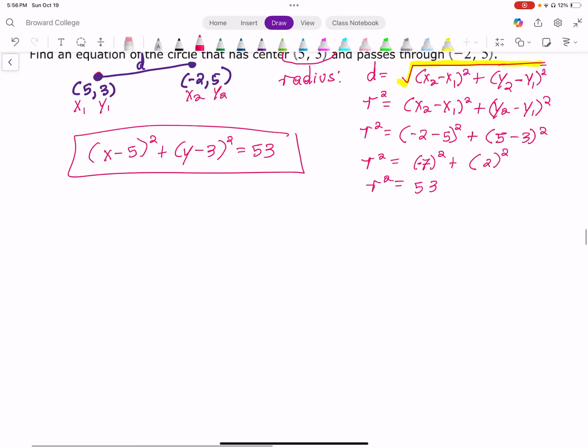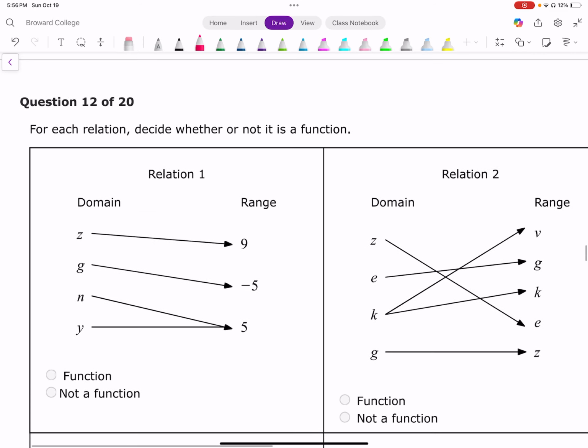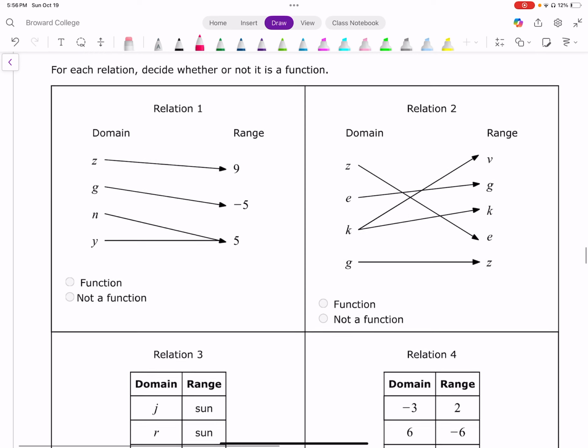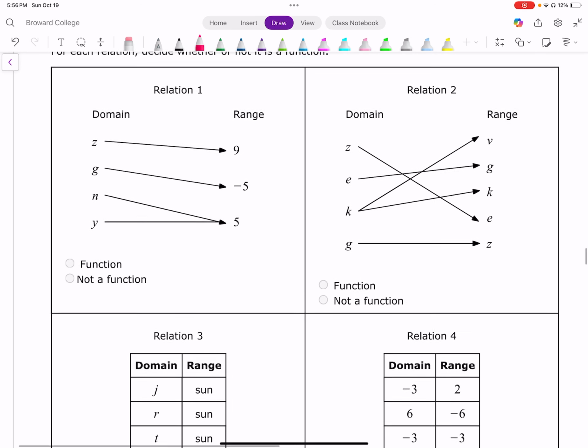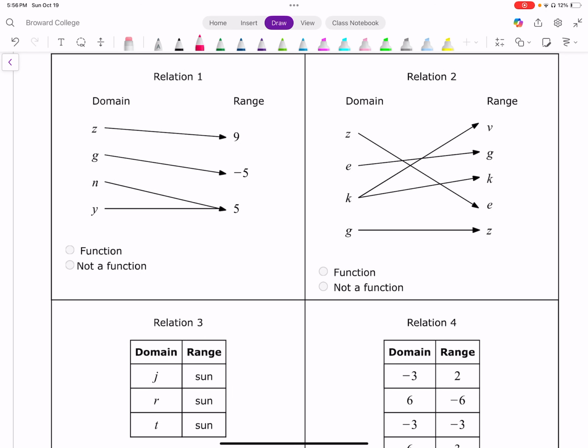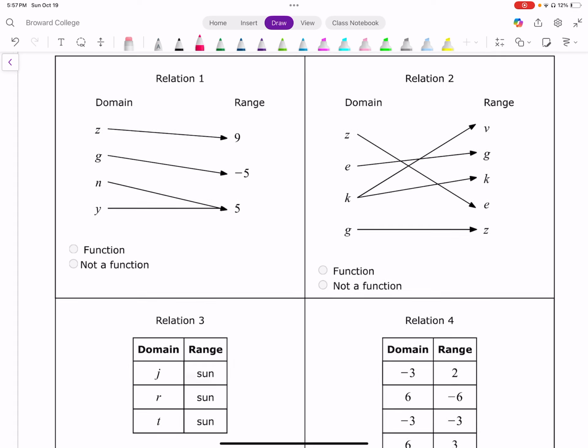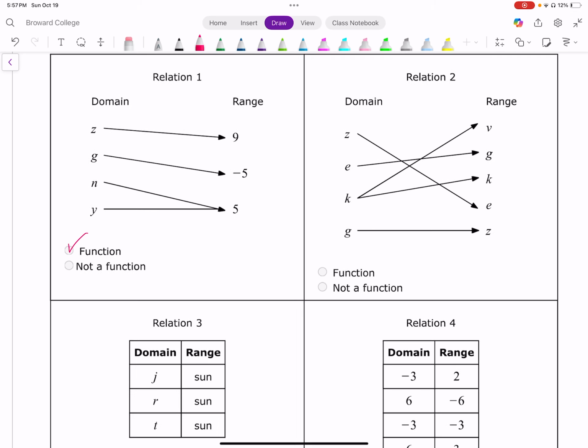All right. I'm trying to do this in one video. We know that this is in a sense a function, because don't forget, for every x value, for every domain, there's only one and only one y. So this is a function. If you had, say for example, g shared with something else, then it would not be a function.